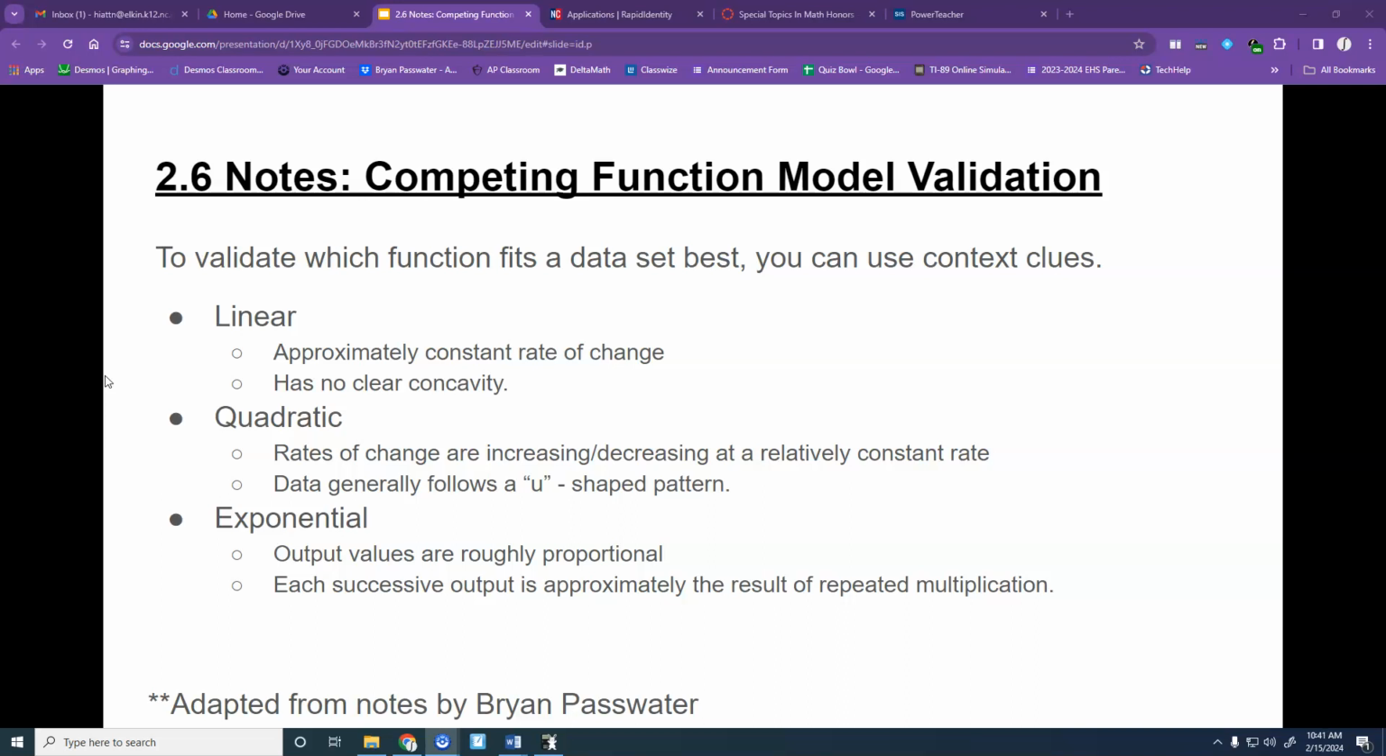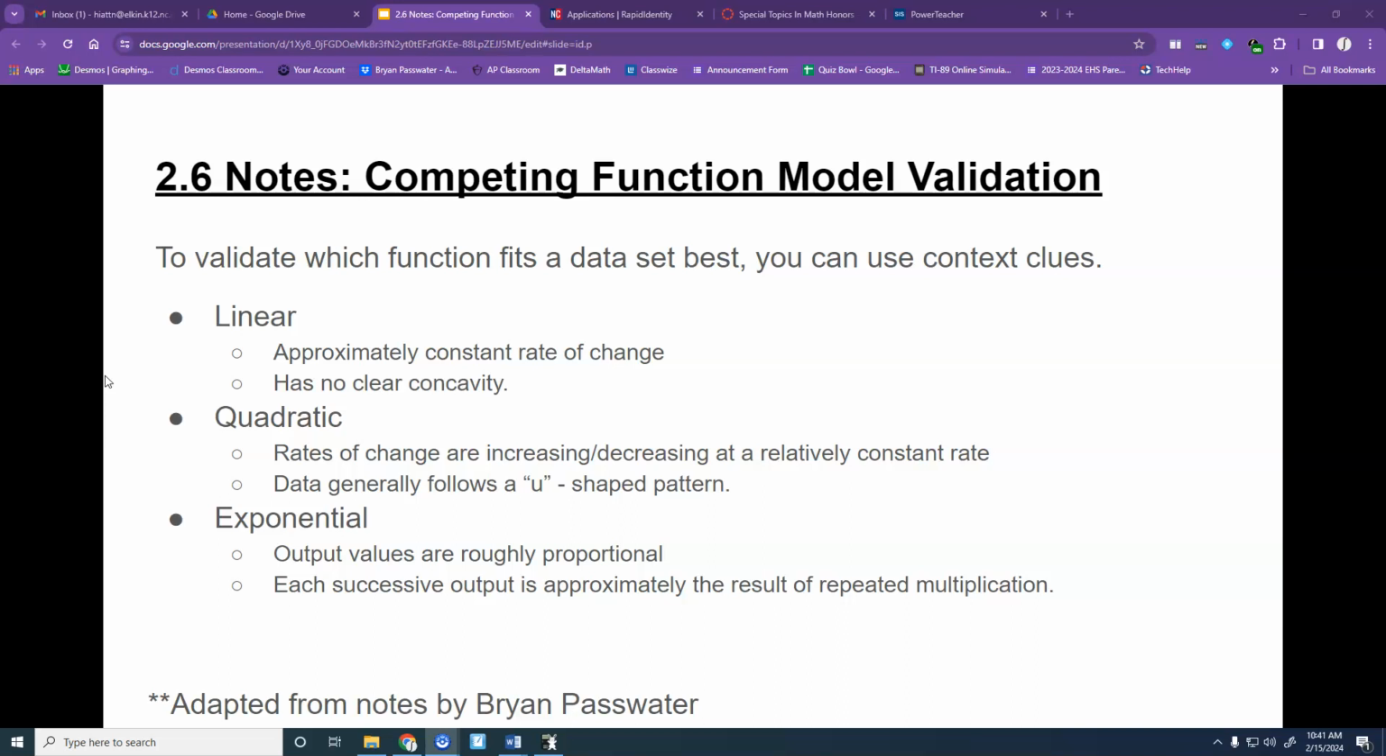Today we're talking about competing function model validation. What this means is it's another way we're going to look at of trying to decide which function fits best, right? So we've already talked about this a little bit. One thing that we can do sometimes is just look at our functions, right? This is whenever we did that project, and you guys had all the different projects. We had the Hershey Kisses and we had the dominoes and our hand length and height, right?